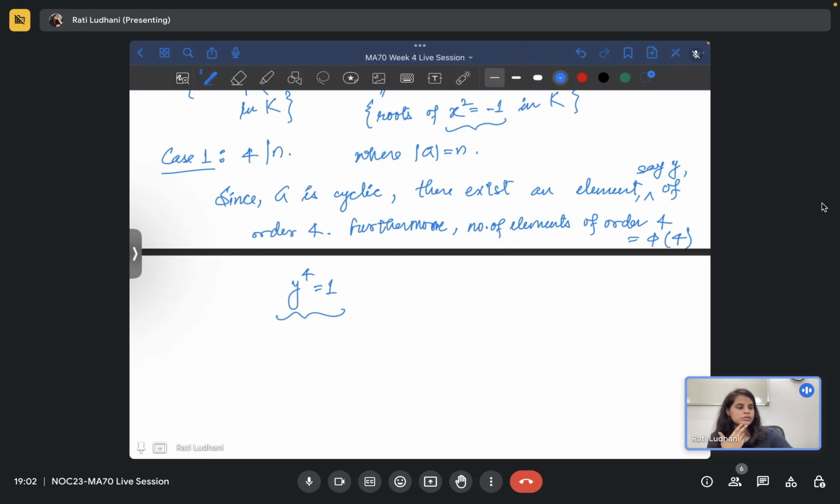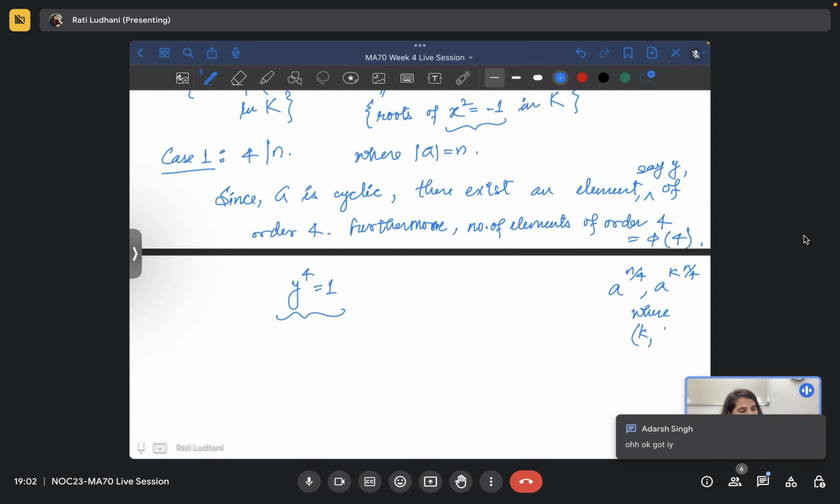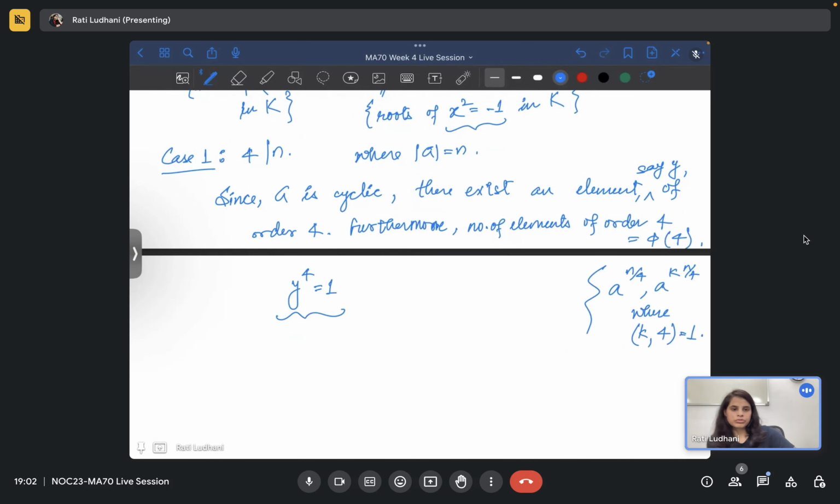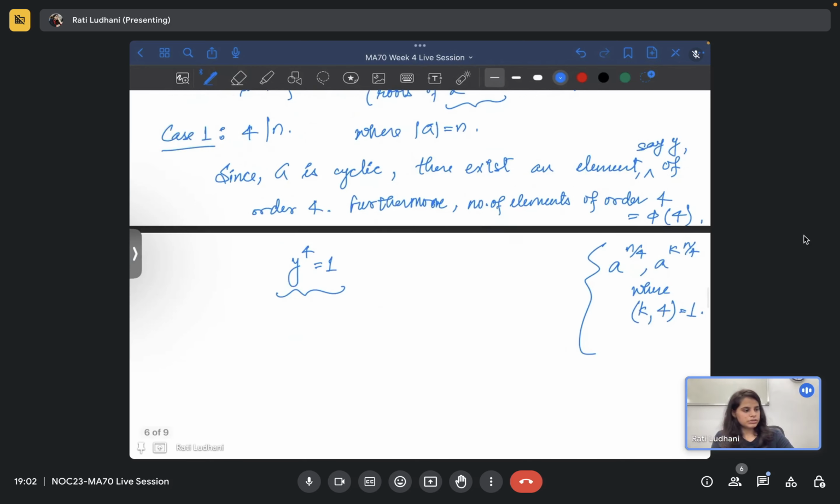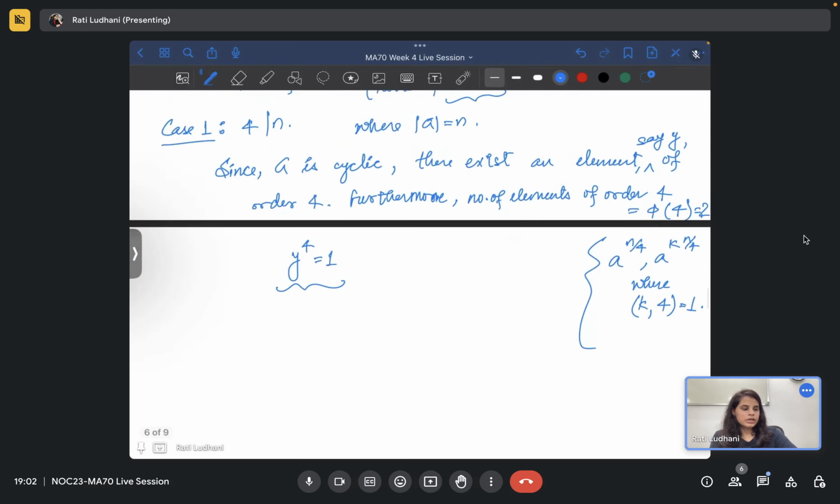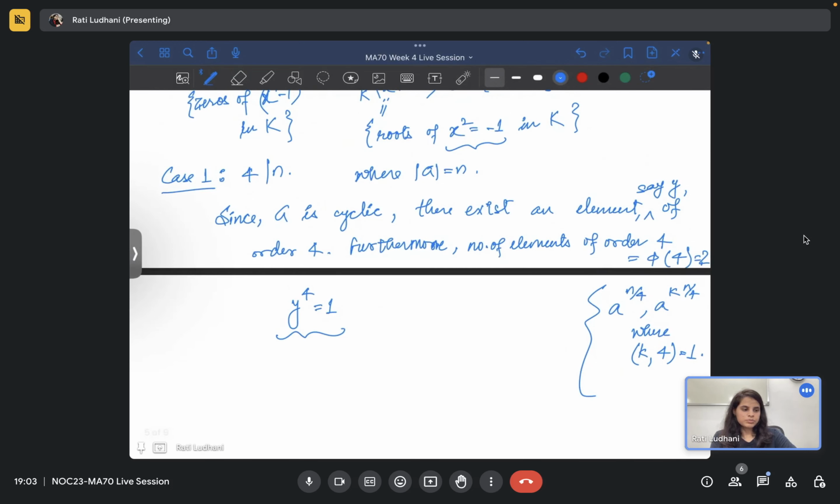So this is the Euler totient function. Yeah, phi of n by 4, is it? It's just phi of 4. The elements will look like this: a raised to power k n by 4, where GCD of k and 4 is equal to 1. So that's why this will be phi of 4. That we know already. And phi of 4 is equal to 2. So there will be 2 elements of order 4 in this group G.